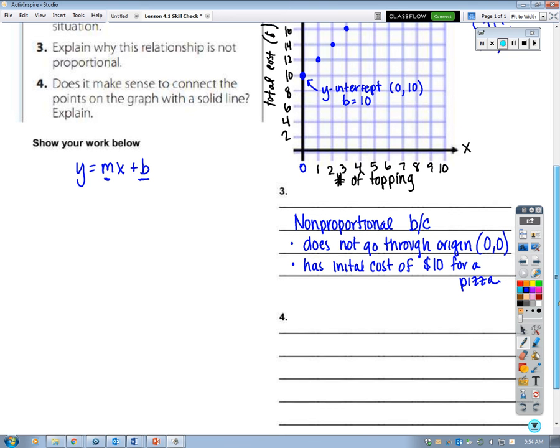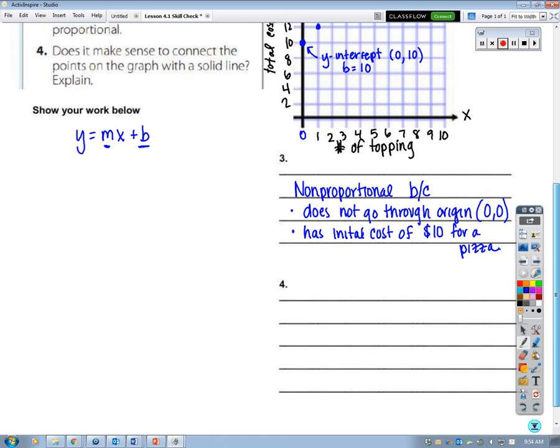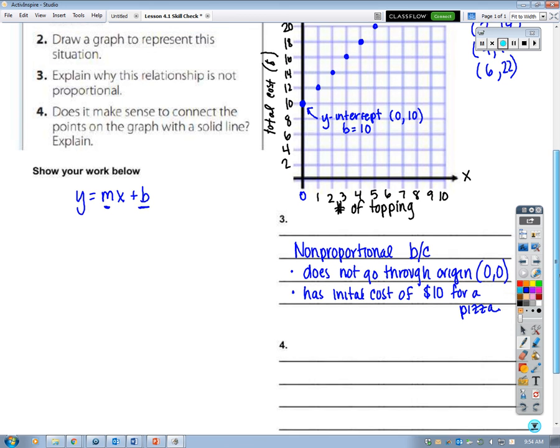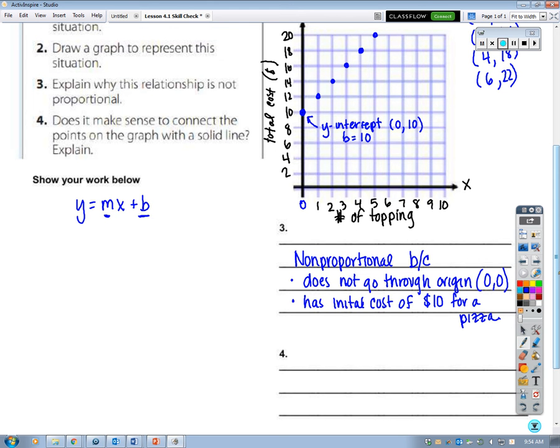So this last question here, a lot of you guys, some of you guys did really well until you got to question 4, and then you're like, I don't know what's going on. So I didn't actually count question 4 against you. I counted it as a bonus credit. So if you got it right, it was bonus. And question 4 is, does it make sense to connect the points on the graph with a solid line? How many of you guys think, yes, it makes sense to connect the points? How many of you guys think, no, it does not make sense to connect the points?